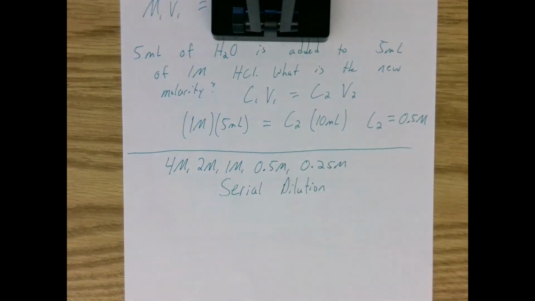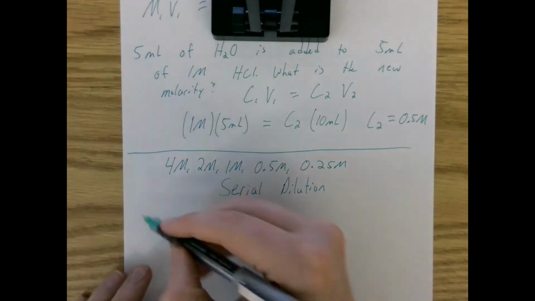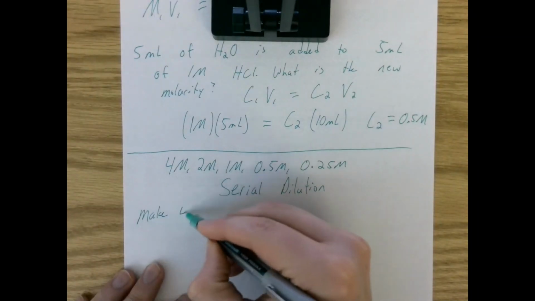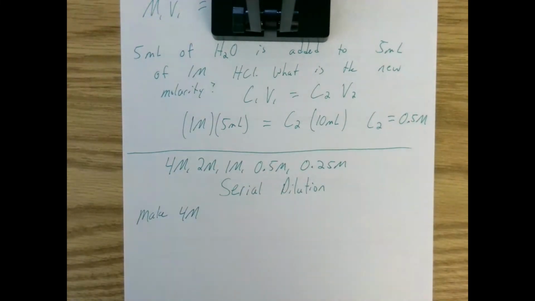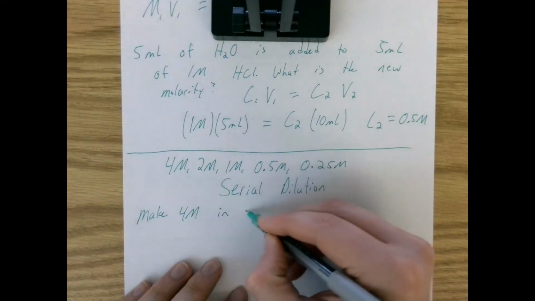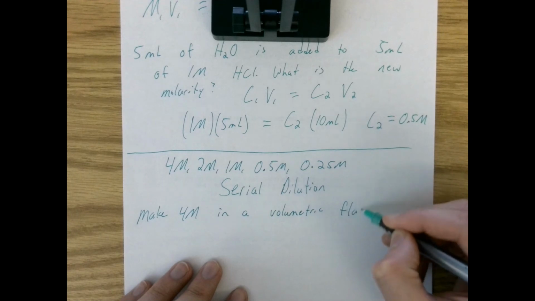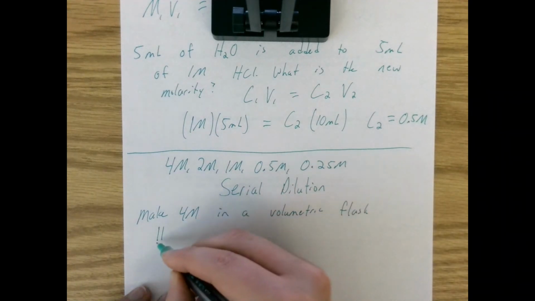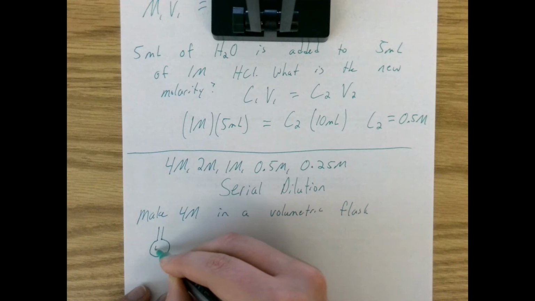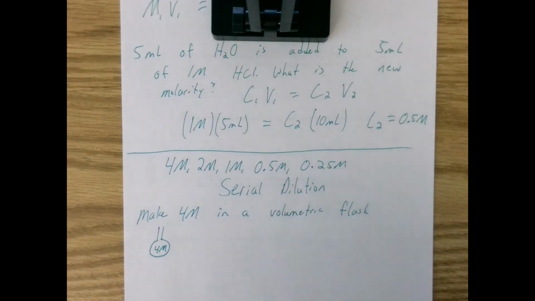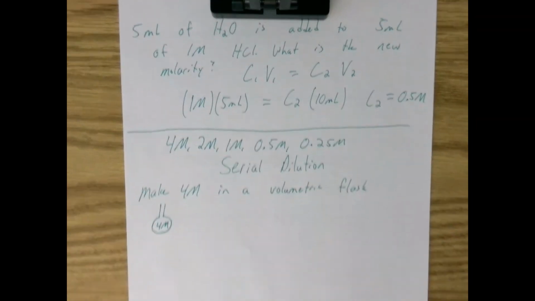So what that means is we just do a dilution over and over again. We start off by making 4 molar, whatever it is. It could be 4 molar sodium hydroxide, 4 molar sodium chloride, 4 molar hydrochloric acid, whatever it might be, in a volumetric flask. I'll draw that. So now I've got my 4 molar solution.